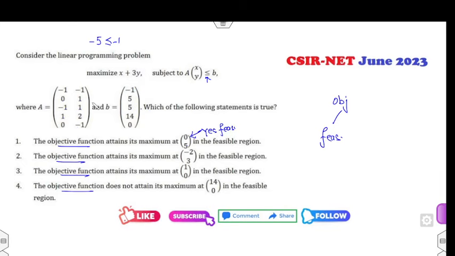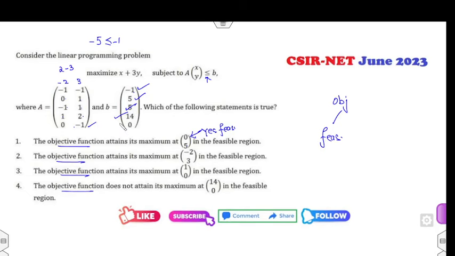Look at the second option, minus 2, minus 2 and 3, plus 2, minus 3, that's a minus 1. Minus 1 less than equal to 1, satisfied. 0 3 less than 5, plus 2 plus 3 5, minus 2 plus 6, satisfied. Minus 3 less than 0, yes, it is feasible.